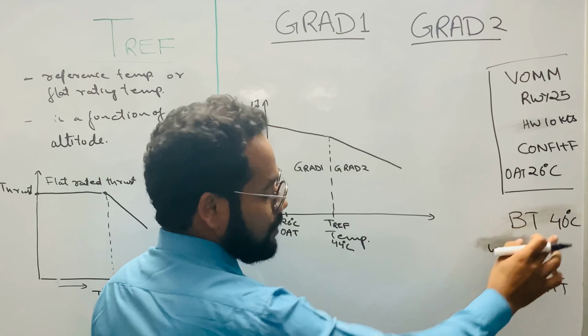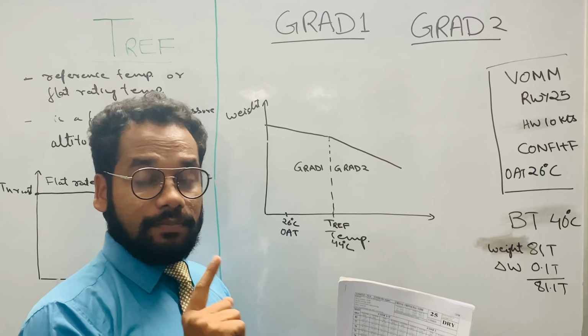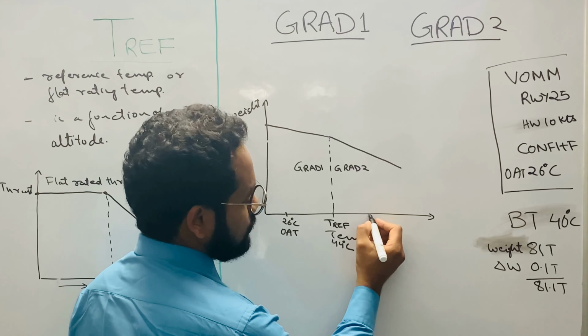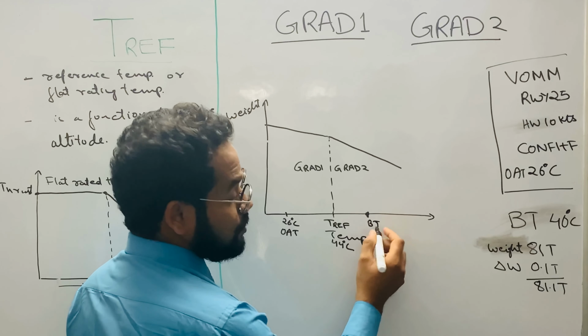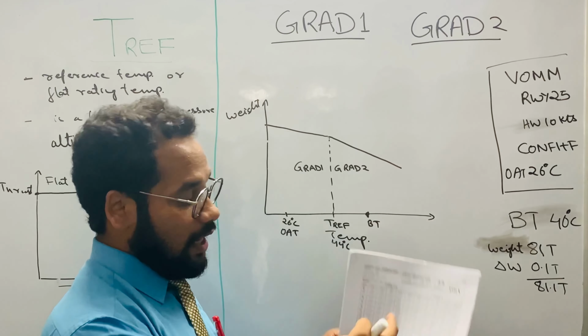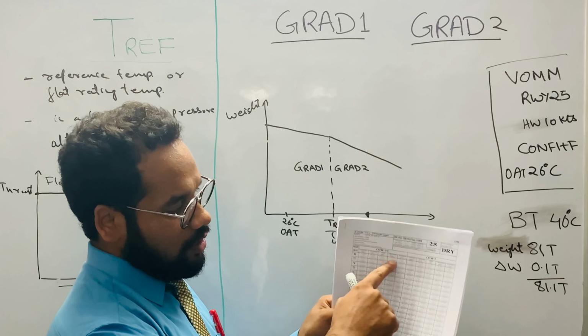And what is the box temperature in this example? The box temperature which we are considering is the lowest temperature on this chart. In the appropriate wind column, which is for 10 knots, if I see this column, the lowest temperature here is 46 degrees. So I'll write here 46. The lowest temperature, that is the topmost box, will obviously correspond to the highest weight on this chart. So we have 26 degrees Celsius, 44 degrees Celsius, and 46 degrees Celsius.